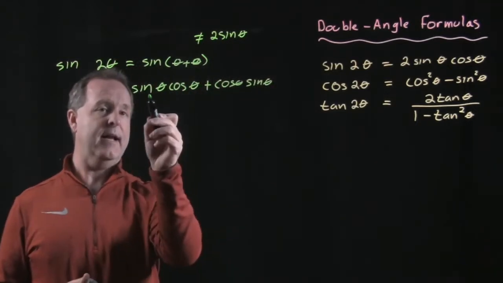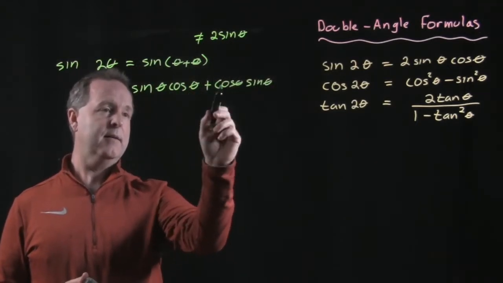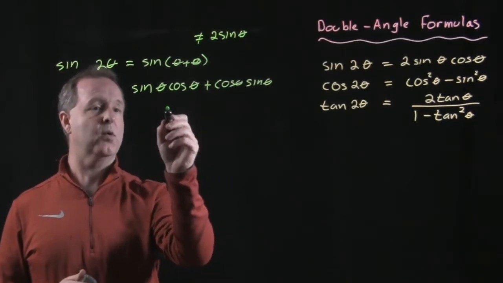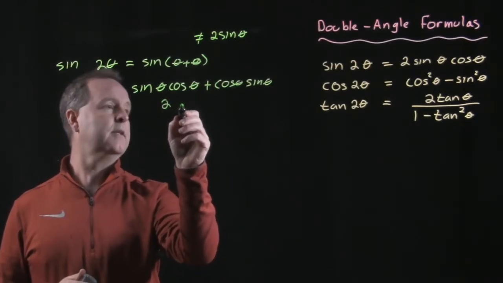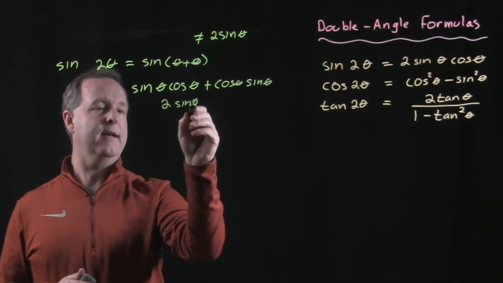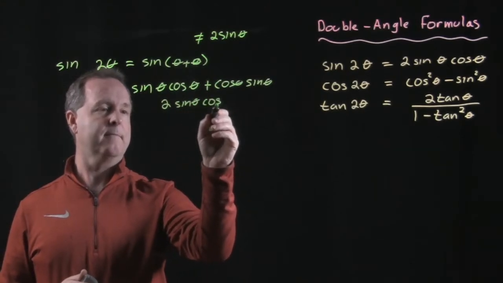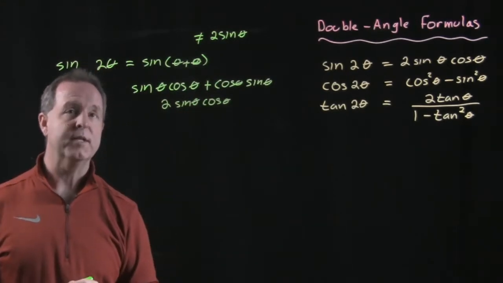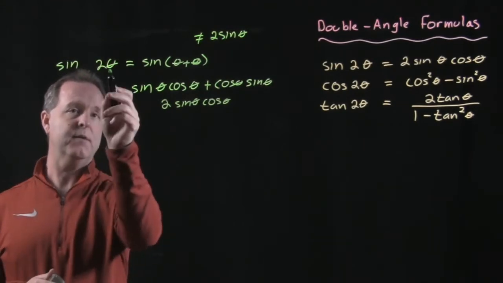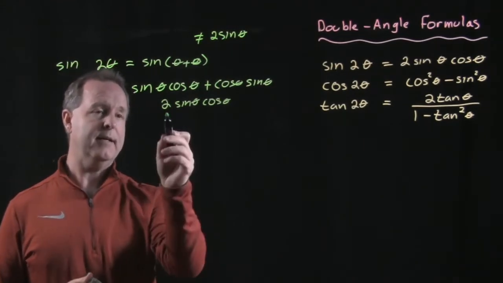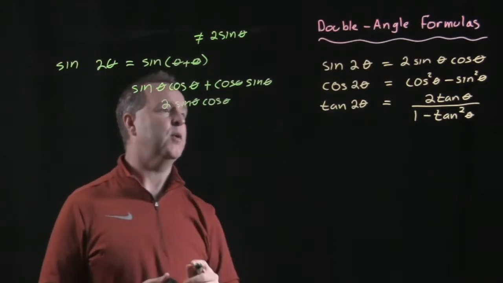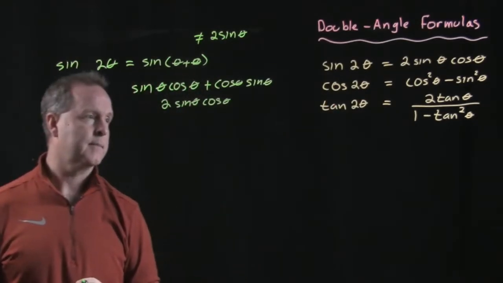Then we look at that, and I have sine of theta, cosine of theta, plus basically the same thing. And so what I have now is 2 sine theta, cosine theta. So we have just proved the identity: the sine of 2 theta, or the double angle of theta, equals 2 sine theta, cosine theta, which is the identity that we had right there.